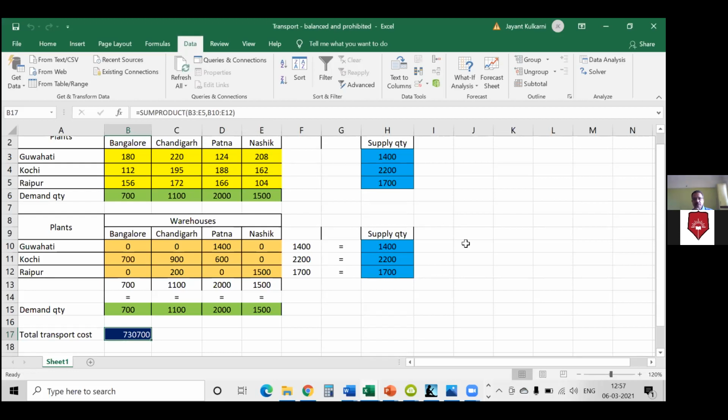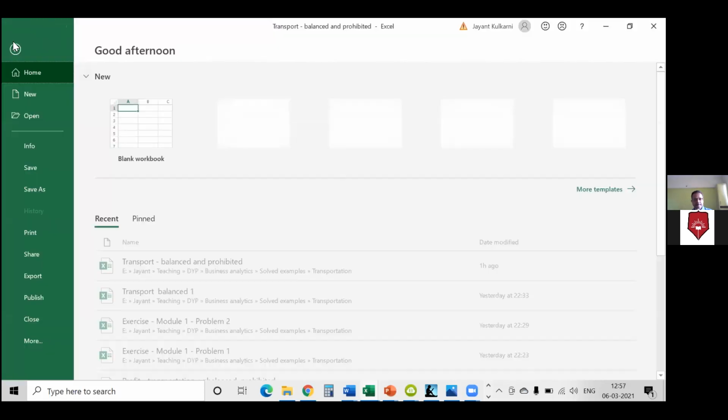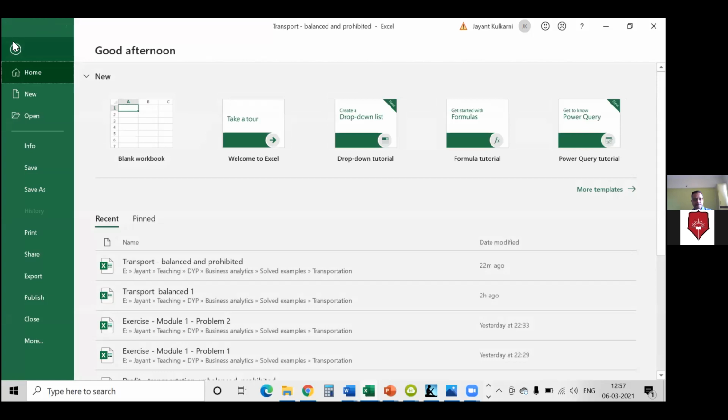Tanya, solver is not there. So I'll again repeat the steps that you need to do for adding solver. Okay, so for those people who are still not able to see solver on their Excel, the steps to add solver are these. Okay, click on file. Click on file. Then click on options.